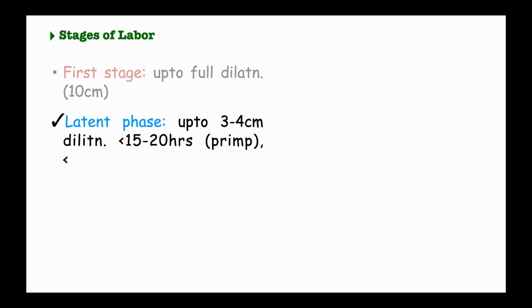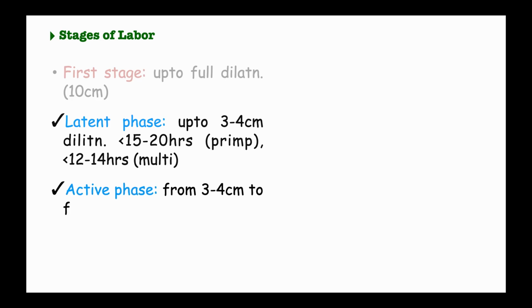Now, we talked about stages of labor. We have the first stage of labor, which is up to 10 centimeters dilatation or full dilatation of the cervix. Then we also talked about the latent phase of the first stage of labor, which is up to 3 to 4 centimeters dilatation, and must last for between 15 and 20 hours in the primipara, as well as 12 to 14 hours in the multipara.